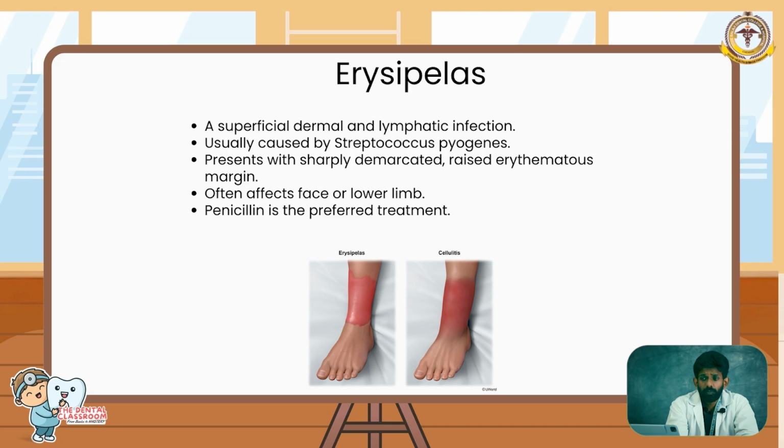Erysipelas. It is a superficial dermal infection involving the lymphatics. Again, the causative organism is Streptococcus pyogenes. The patient's lesion is sharply demarcated with raised margins. It is commonly seen in the face and in the lower limb. The drug of choice is penicillin.